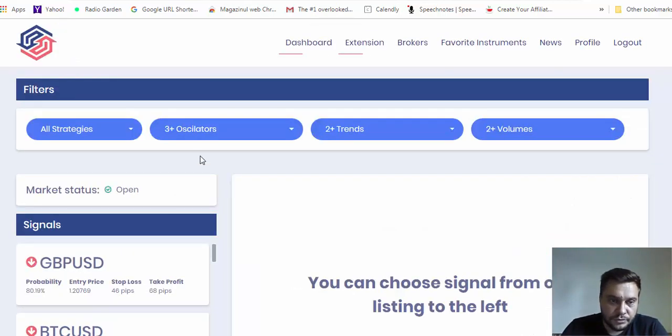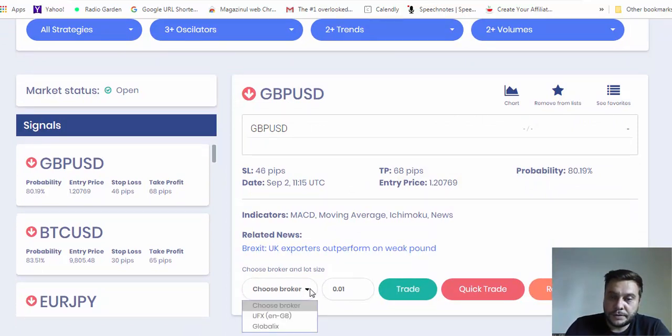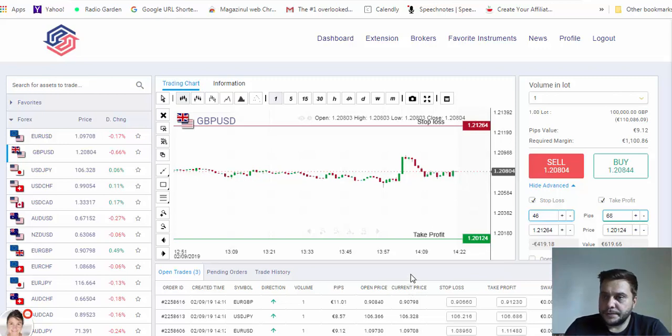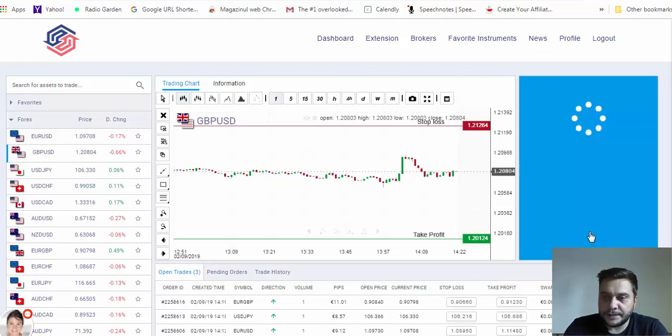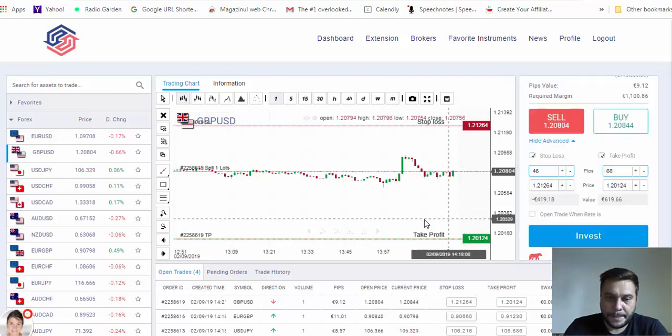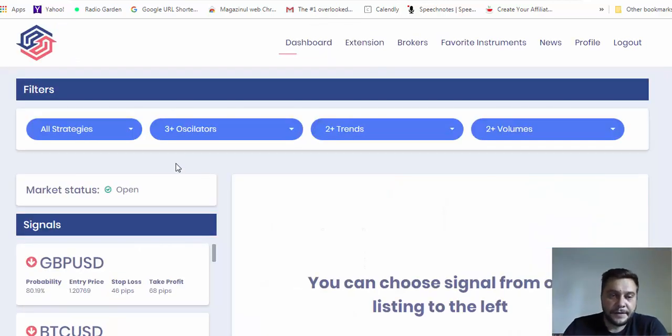Let's go back to the dashboard and choose another one. We have GBP USD, it's a sell. Choose your broker, one lot in volume, and trade. GBP USD, everything is set as you can see, and invest. Order successful, and as you can see we have it here, it's a sell. Let's go back to the dashboard again.